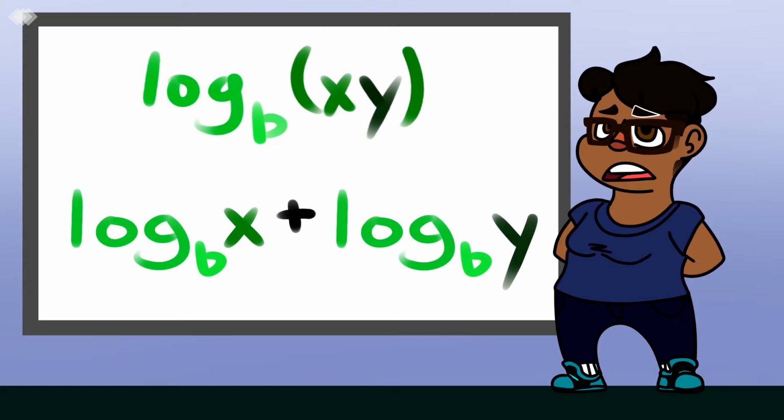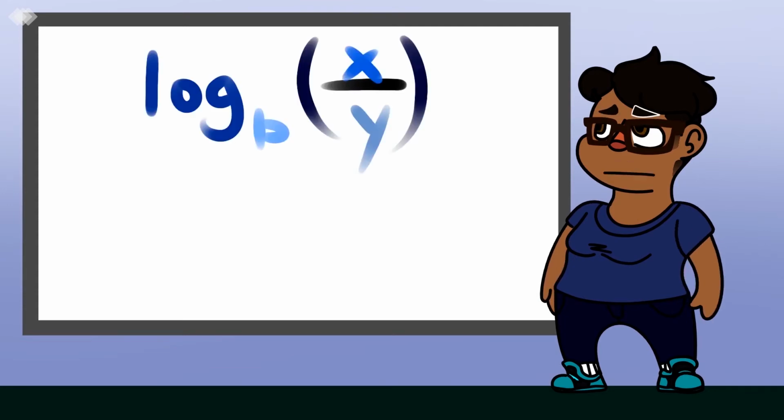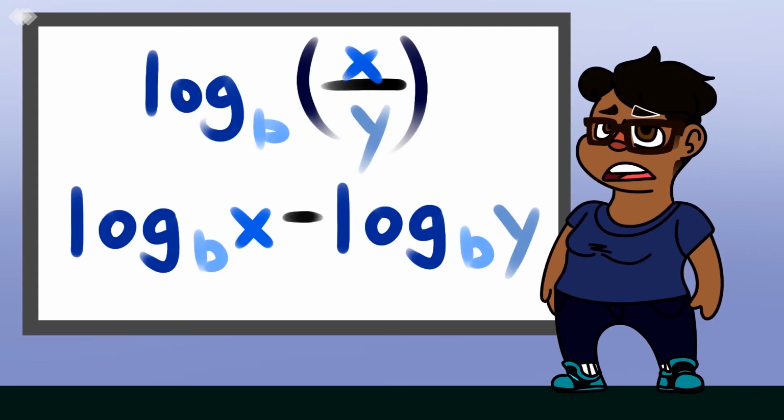There's also expanding and condensing logarithms, which I'll quickly touch on. Just to quickly note, the base must be the same the entire way through, and you cannot condense or expand logarithms with different bases. Big no-no. If a logarithm is set up like this, then it equals log base b of x plus log base b of y, and vice versa. If a logarithm is set up like this, then it is equal to log base b of x minus log base b of y, and vice versa.